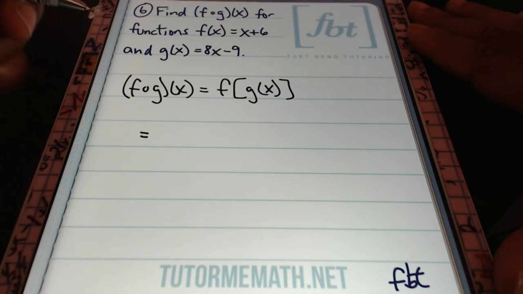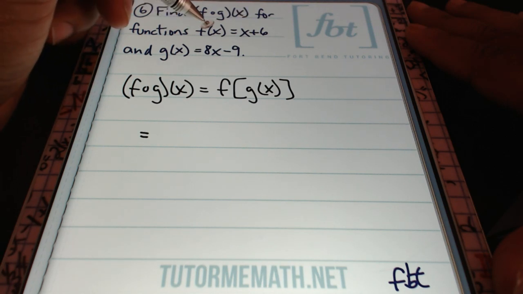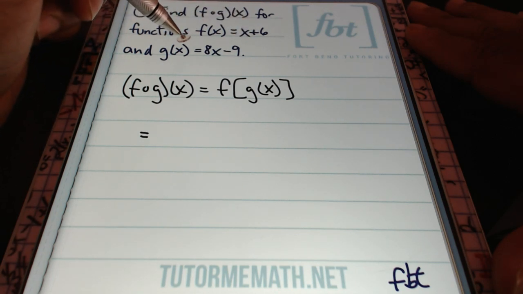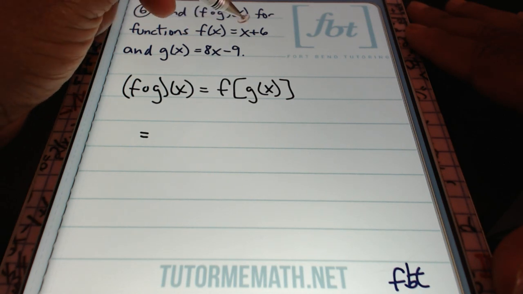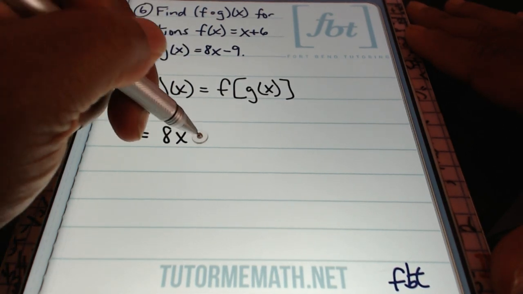So here we go. Check this out. We, guys, we're going to replace every variable in our original function f with the entire function of g. Let's see how this looks. So recall that f of x equals x plus 6, right? And our g of x equals 8x minus 9. But as I told you guys before, we're actually going to replace every variable in the function f with the entire function g. What does that look like? Well, let's see. Our function f says x plus 6, right? So the x will be replaced with 8x minus 9.